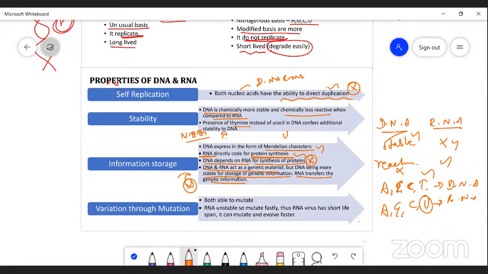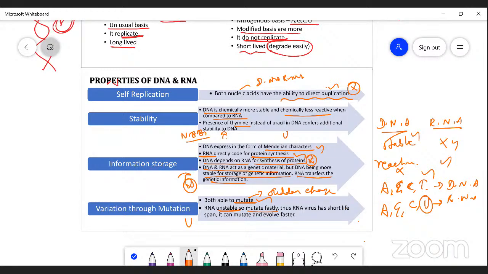Next one, variation through the mutation. Both are able to mutate. Mutation means sudden change. DNA as well as the RNA can make a sudden change, can make the mutation. RNA is unstable. Why is RNA unstable? Because uracil is present, so it is unstable and mutates very fast. It is unstable, so it easily makes the mutation.